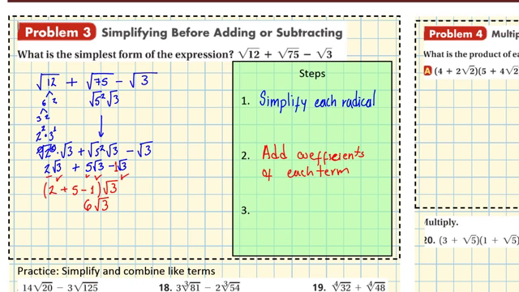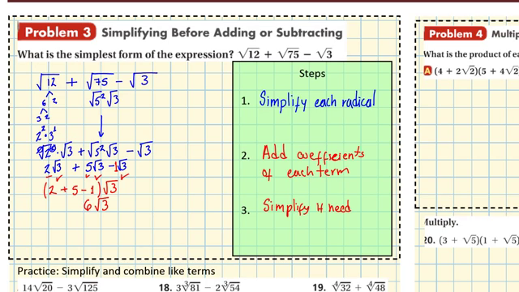Now, if you had variables, and maybe one of those variables wasn't completely simplified, as your last step, you would simplify again, if you needed to. But in this case, we don't. But I'm just going to add the step anyhow, just to show you in case. And we're done.